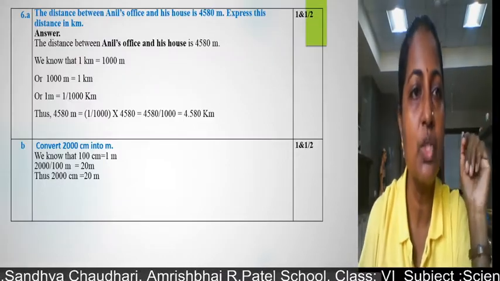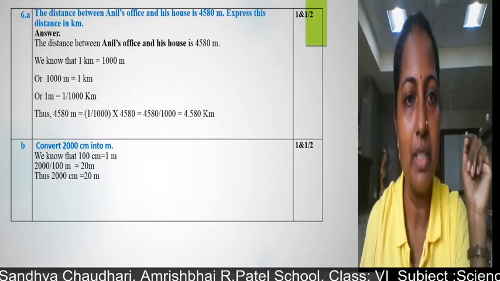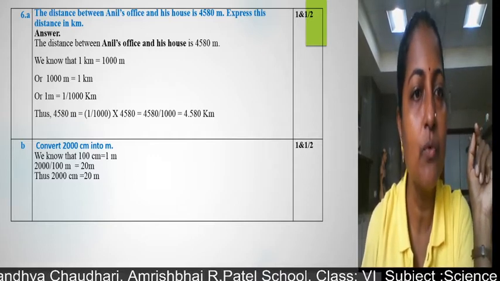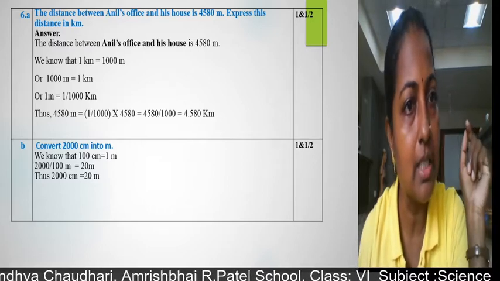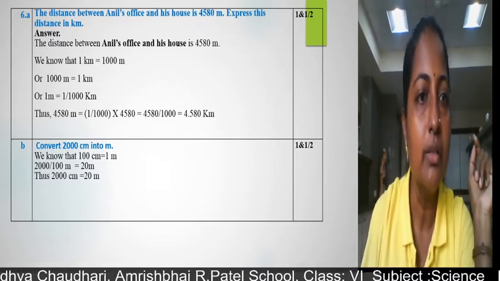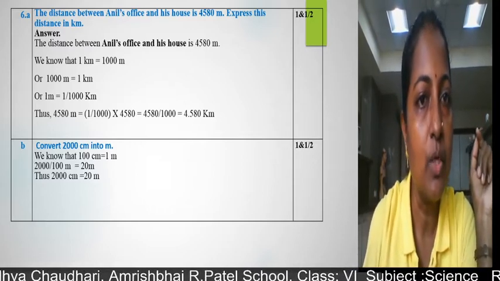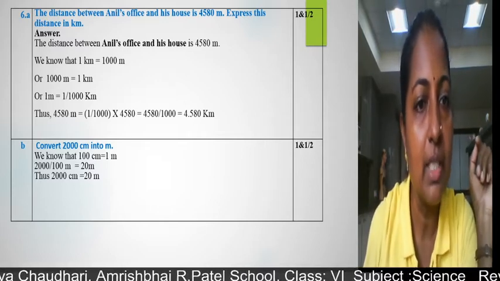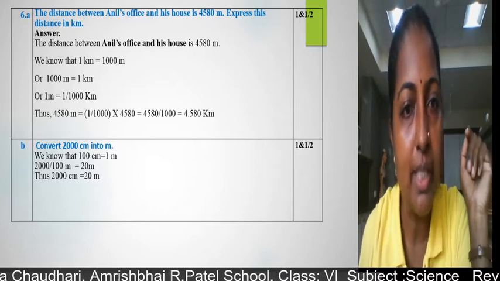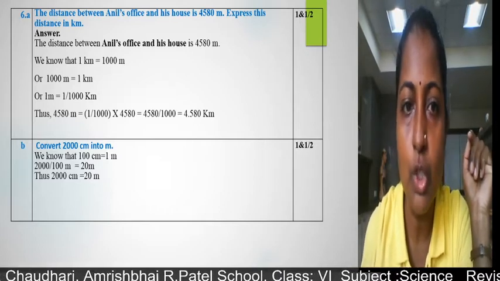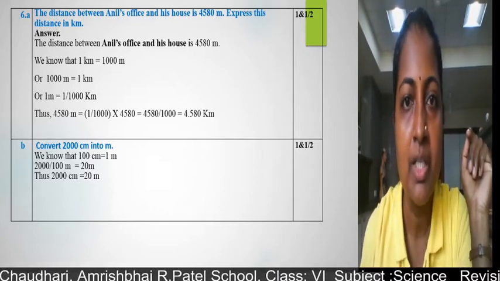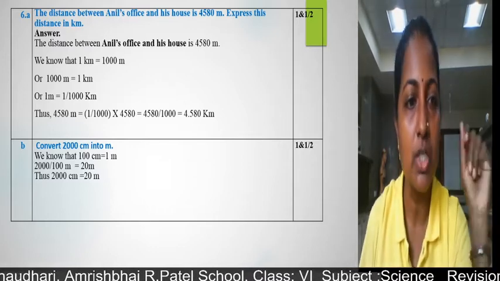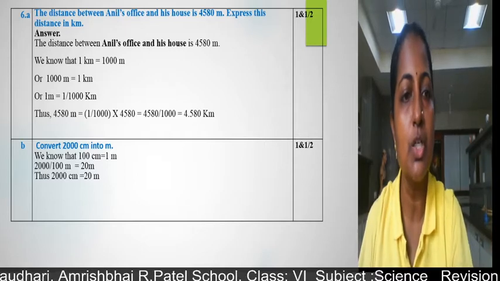Now here you can see question number 6, A and B. The distance between Anil's office and his house is 4580 meter. Express this distance in kilometer. Now when we have to convert a meter into kilometer, we have to divide. So 4580 divided by 1000, you will get 4.580 kilometers. So this will be the answer. The distribution is 1.5 mark for this A question.